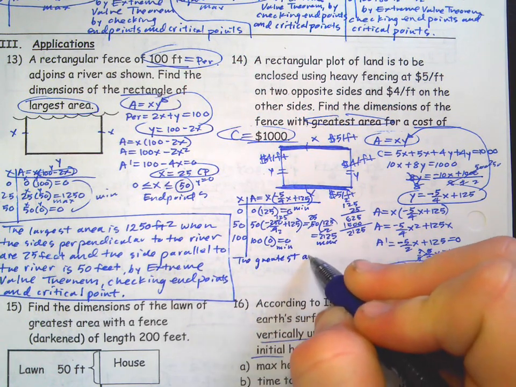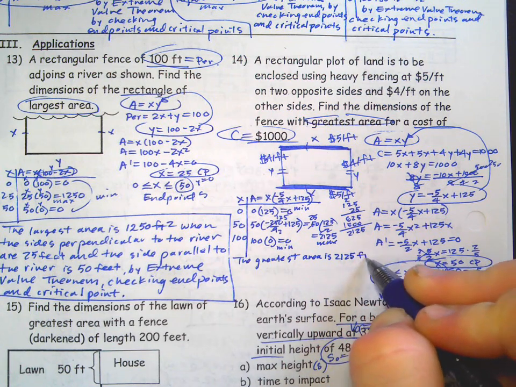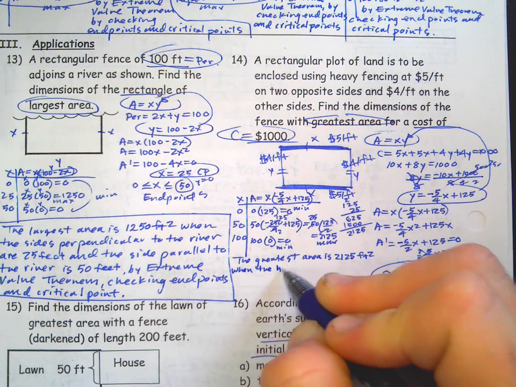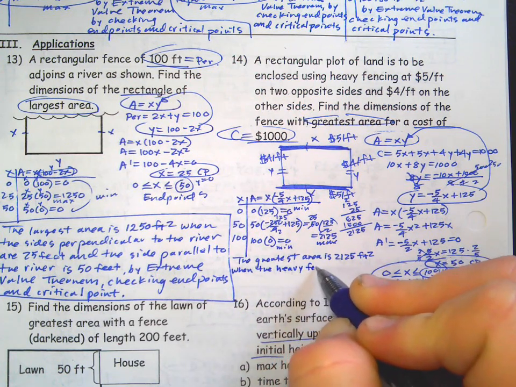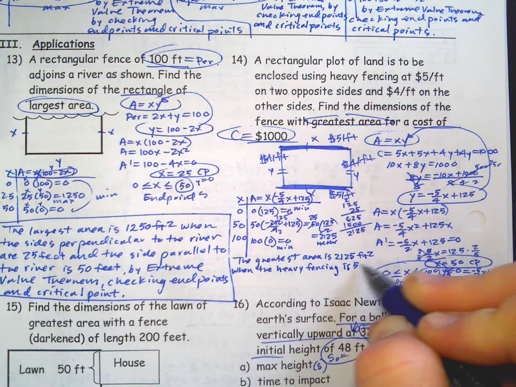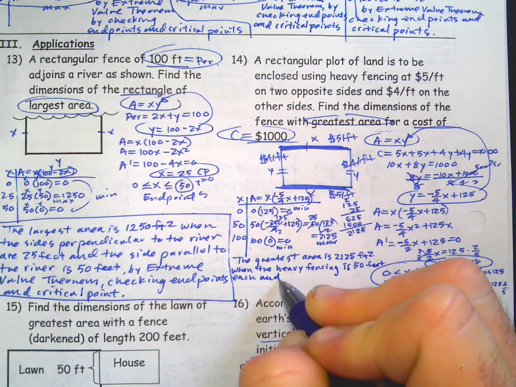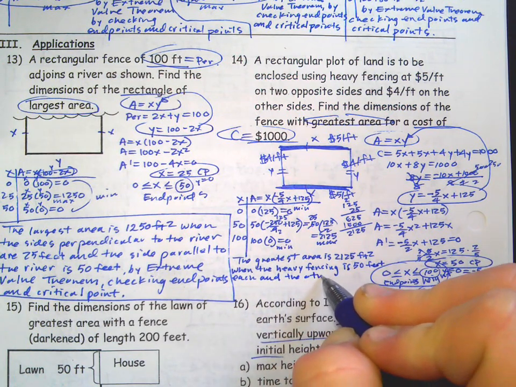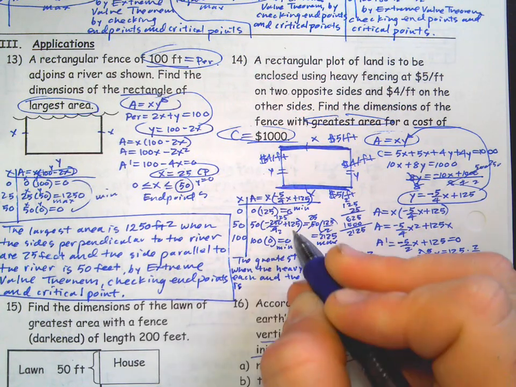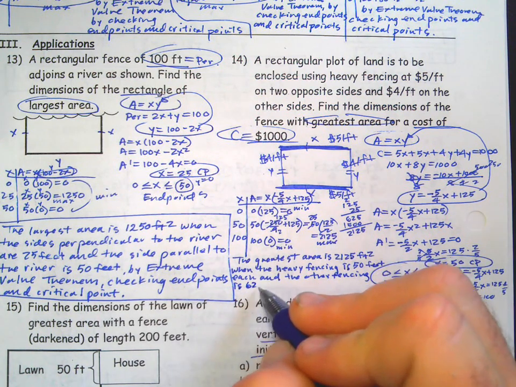area is 3125 feet squared when the heavy fencing is, that's the x values of mine, 50 feet each, and the other fencing is, what would it come out to be? 125 over 2, so 62.5 feet.